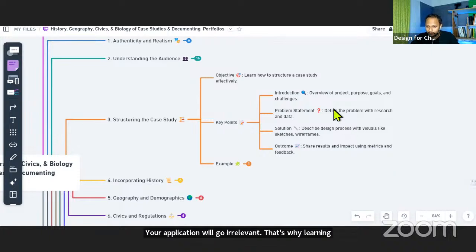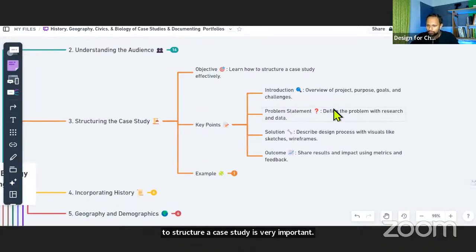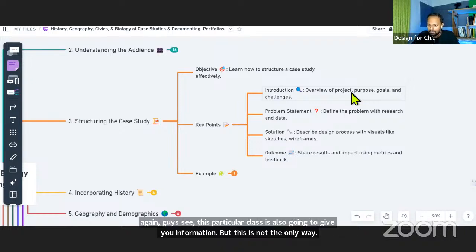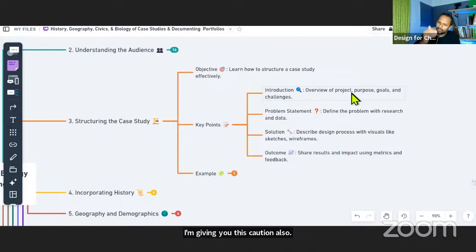First of all, you need to have some overview of the project. Again, guys, this particular class is going to give you information, but this is not the only way. I'm giving you this caution also. There are multiple other things also, but this will give you great basics so that you can build on top of it to make any projects going live in the coming future from today.